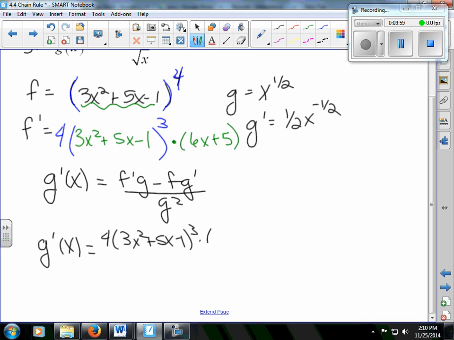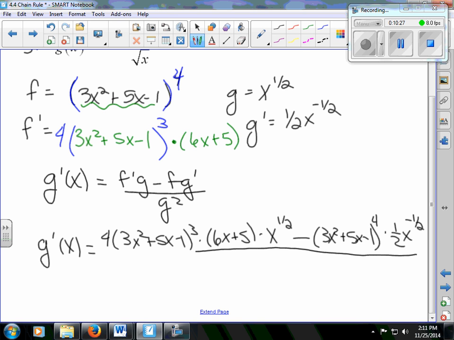Let's have 5. So that's f prime. That was what we needed the chain rule on. Now multiply that by g, x to the 1/2, minus f, 3x squared plus 5x minus 1 to the 4th times g prime 1/2 x to the negative 1/2 divided by g squared. G is the square root of x, g squared would be x.